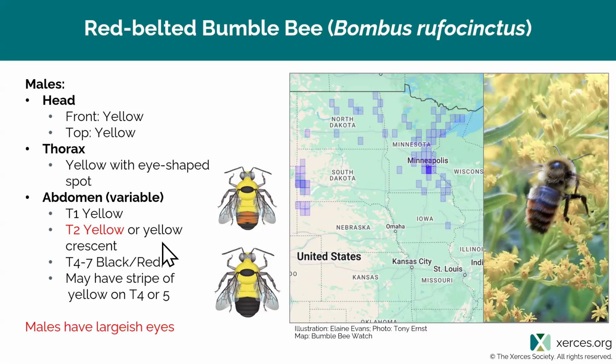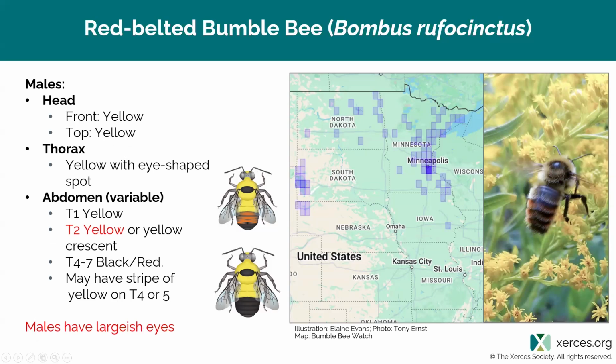So that's one good way to partially differentiate between males and females, looking at how many yellow hairs they have on that second segment of the abdomen. For males, T4 through 7 can be black or red or partially black and partially red. And once again, they may have a stripe of red on either T4 or T5 or both on T4 and T5. The thorax for males also has that eye-shaped band in between the two wings. And then if you look at the head, they will have yellow hairs on the top of the head and yellow hairs on the front of the face.